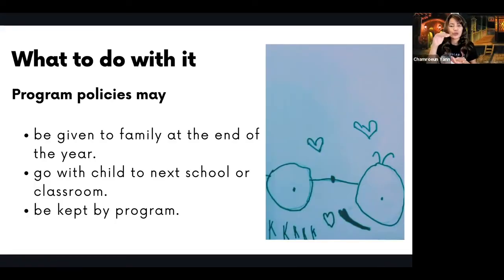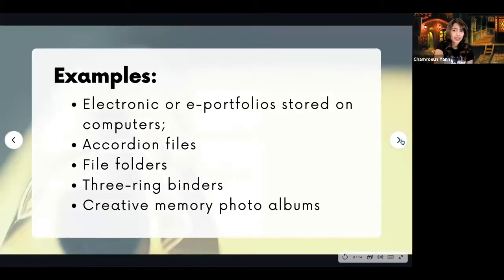I had a child who's been here since toddler year, and her binder is super packed. So I actually have to go through and clean it out and keep the things that show progress for her. By the end of this year, I will give that to her, and she's going to take that with her when she goes to kindergarten, so families can have that to keep. Okay. Some examples are an electronic e-portfolio stored on a computer, accordion files, file folders. Some people do photo albums, but we will be doing portfolios and e-portfolios.